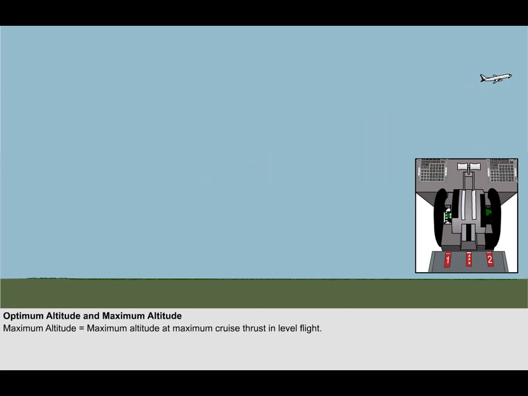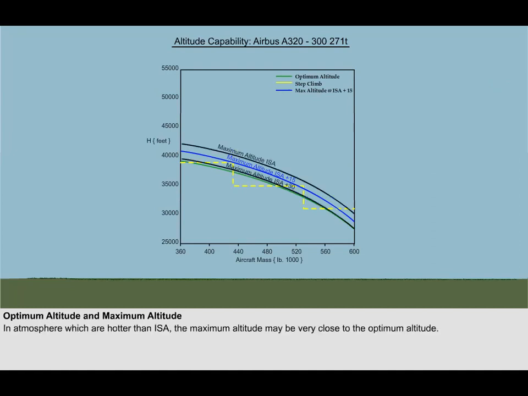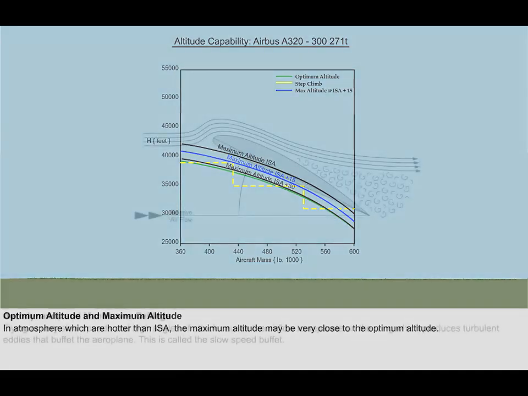Eventually, there will be an altitude where the thrust is increased to its maximum cruise value, and it would not be possible to climb any higher without exceeding the thrust limits. This altitude is called the maximum altitude, and is shown on the illustration. However, the hotter the atmosphere, the lower this altitude becomes, and in exceptionally hot atmospheres, the maximum altitude is almost the same as the optimum altitude. Although the aeroplane cannot operate above the maximum altitude, there are other altitude limits placed upon the aeroplane.